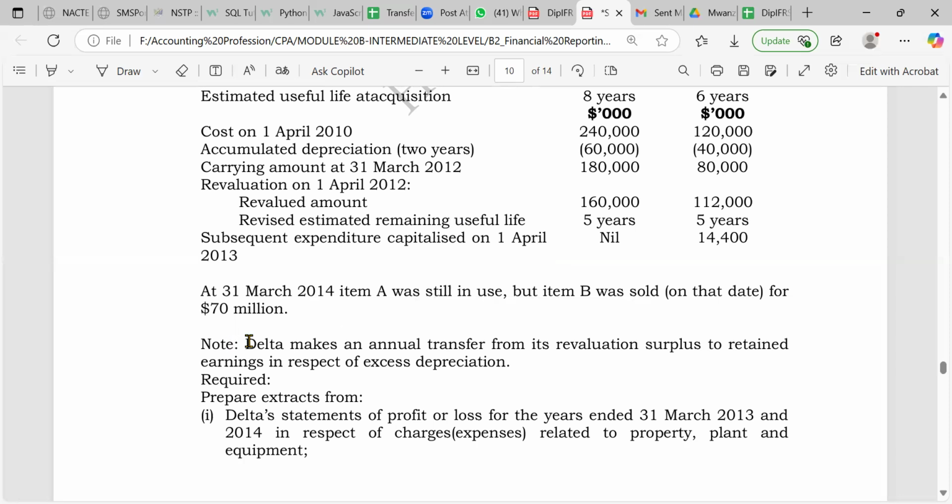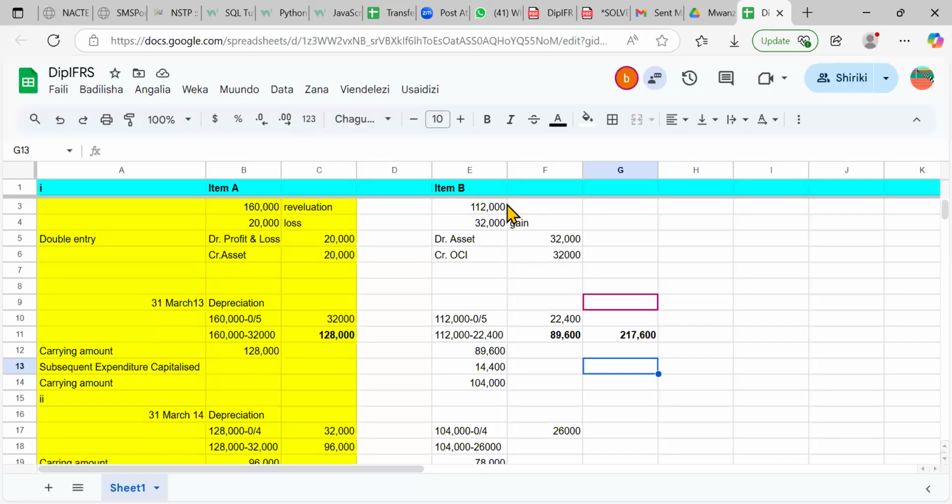Now the question tells us Delta makes an annual transfer from its revaluation surplus to retained earnings in respect of excess what? Depreciation. This has been specifically stated. So having said this, this is what we usually do. I told you that you come and take your revaluation gain. It was for item B, revaluation; item A had a loss. We don't do that for loss. We only do that for gain, revaluation gain, right?